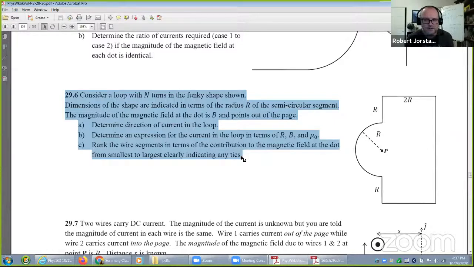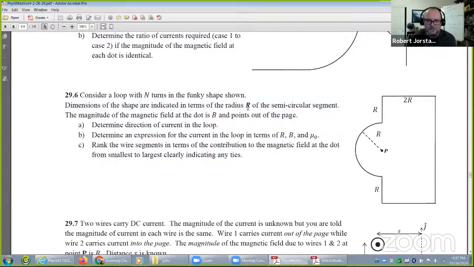All right. And so when you consider this loop, you've got n turns. It's in a funky shape. Great, whatever. Everything is indicated in terms of the radius. Here's a circular segment, a half circle. The magnitude of the magnetic field at the dot is B, and it points out of the page. Determine the direction of current in the loop.